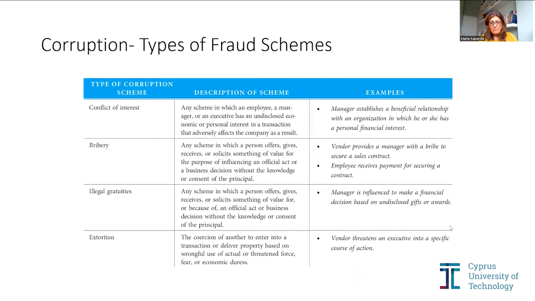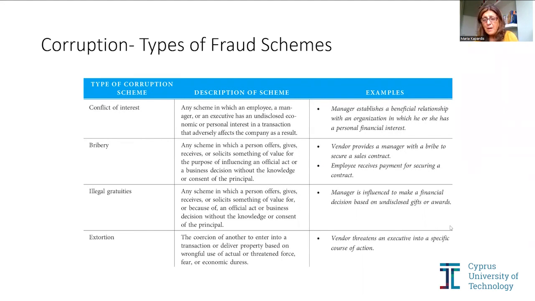Now, there are different types of corruption, as stated by the ACFE. There is the conflict of interest, any scheme in which an employee, a manager, or an executive has an undisclosed economic or personal interest in a transaction. An example could be when a manager establishes a beneficial relationship with an organization in which he or she has a personal financial interest. Bribing, any scheme in which a person offers, gives, receives, or solicits something of value for the purpose of influencing an official act. So it's not only receiving, but it's also paying a bribe. That is an offense.